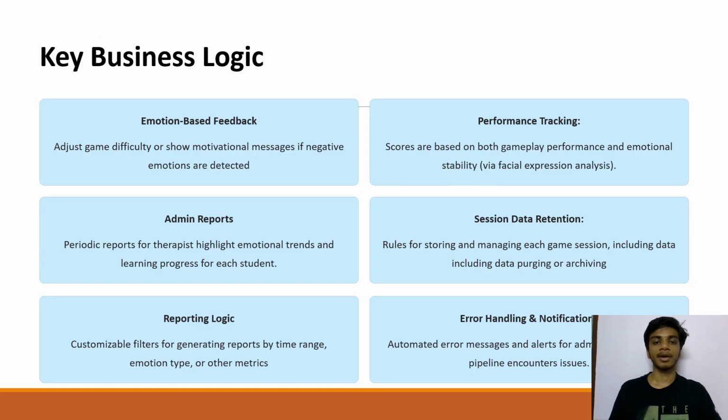Now, if we look into some key business logic: emotion-based feedback, which adjusts the game difficulty or shows motivational messages if negative emotions are detected; performance tracking, where scores are based on both gameplay performance and emotional stability; admin reports, a periodic report for the therapist highlighting emotional trends and learning progress of each student; and session data retention, rules for storing and managing each game session, including data archiving.